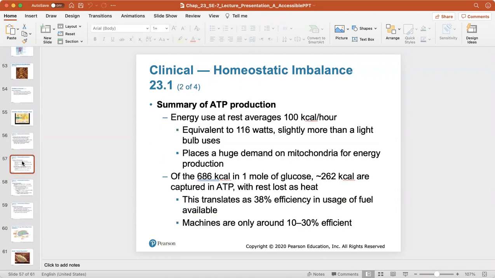So here's a summary of ATP production. Energy use at rest averages about 100 kilocalories per hour, which is slightly more than a light bulb uses. It places a huge demand on the mitochondria for energy production.